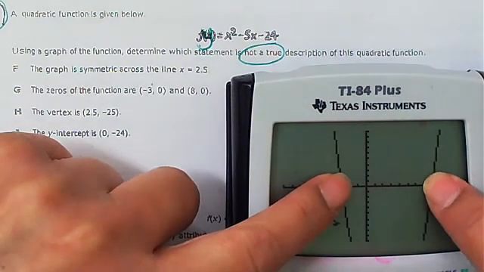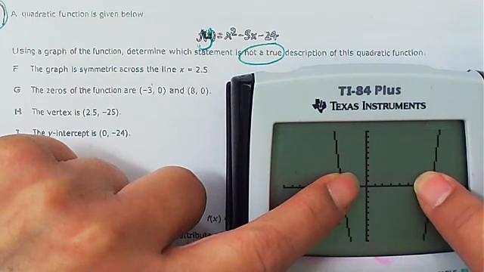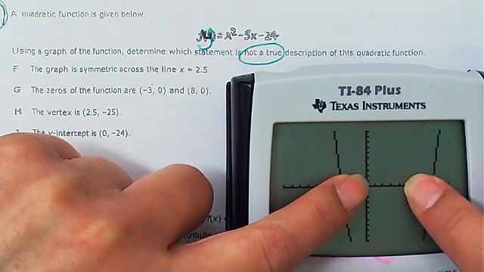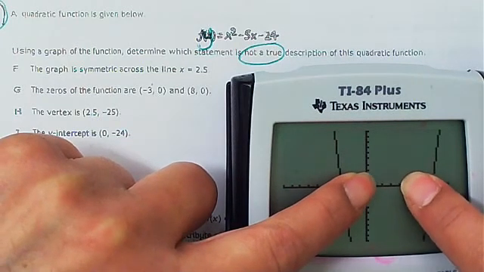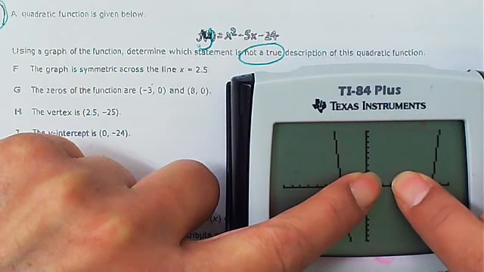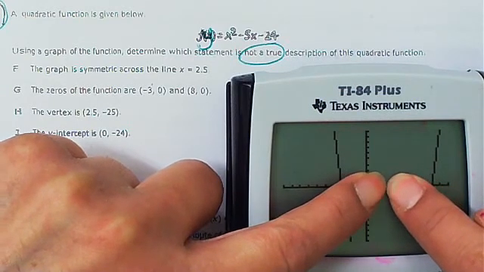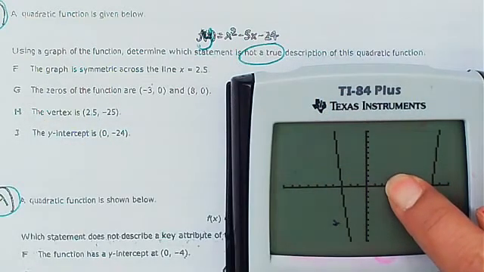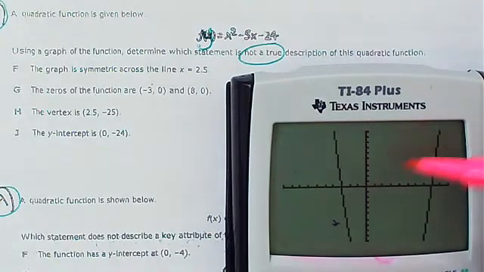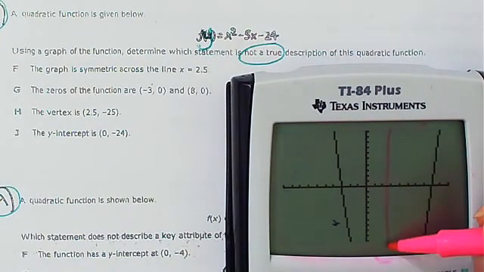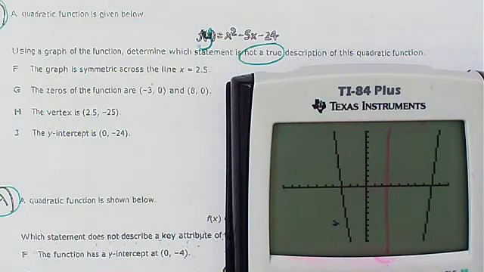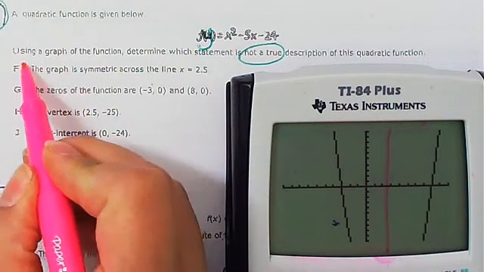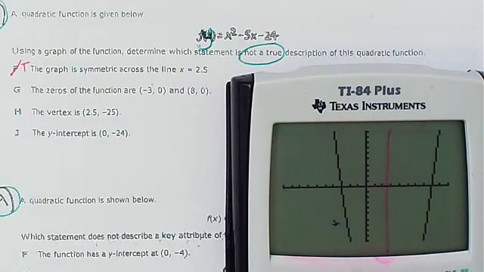Jump 1, jump 1, jump 1, and so on, and then we're going to jump halfway. It's going to be right here. And yes, that lands at 2.5. So this is actually a true statement. And I'm looking for not true.